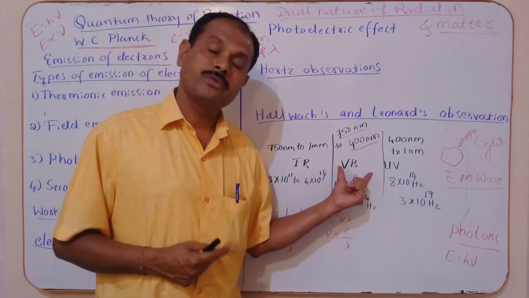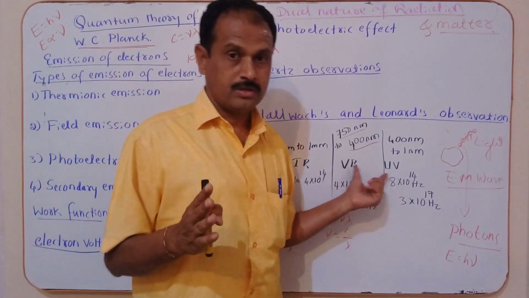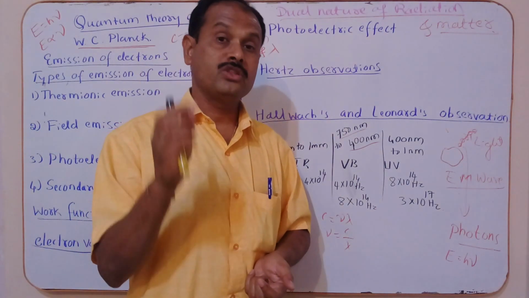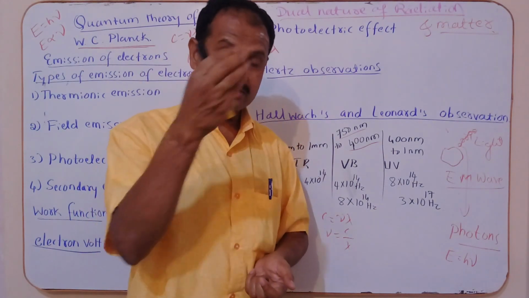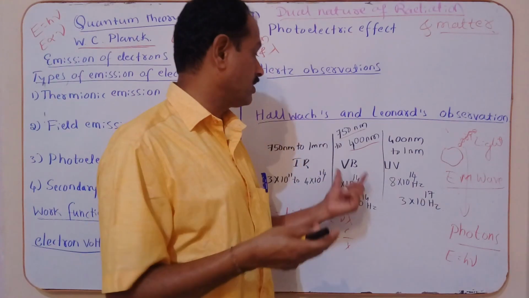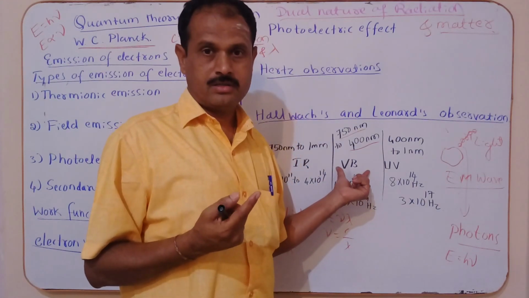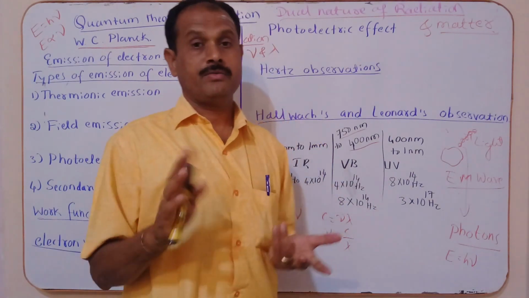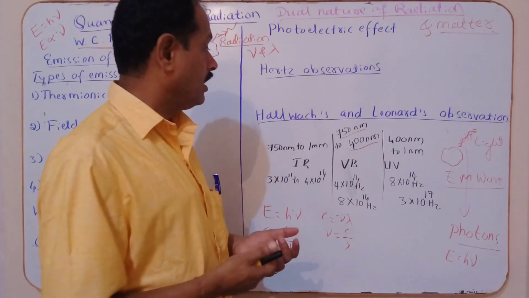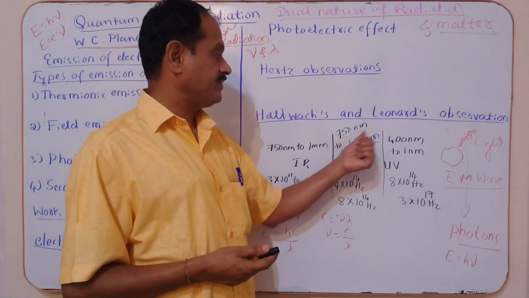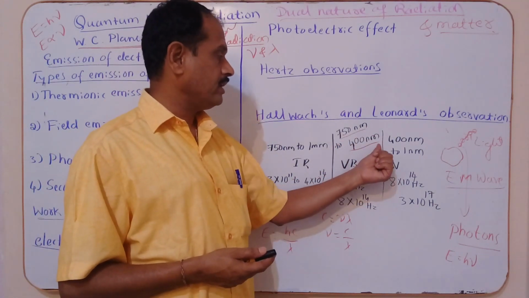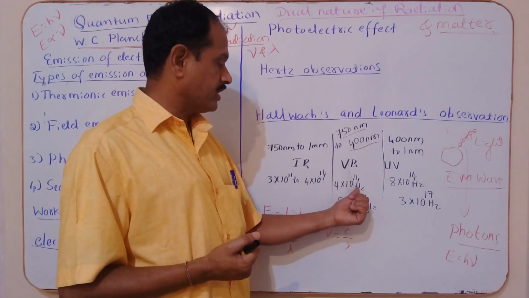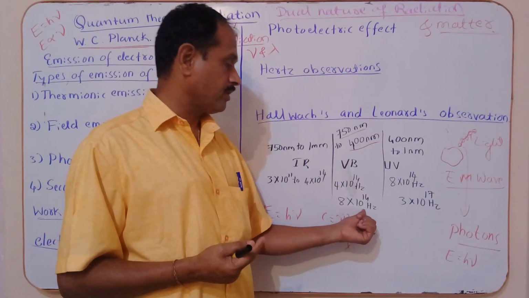What is visible radiation? The electromagnetic waves or radiation which produce the sensation in the human eye. When the radiation falls on the human eye, these are called visible radiation. These are electromagnetic radiations. They produce the sensation in the human eye when they fall on it. Their wavelength is 750 nanometer to 400 nanometer. Frequency range is 4 into 10 to the power of 14 hertz to 8 into 10 to the power of 14 hertz.